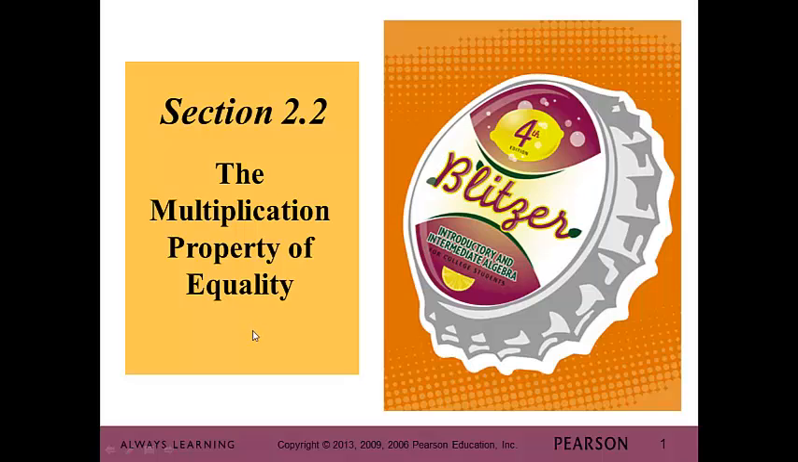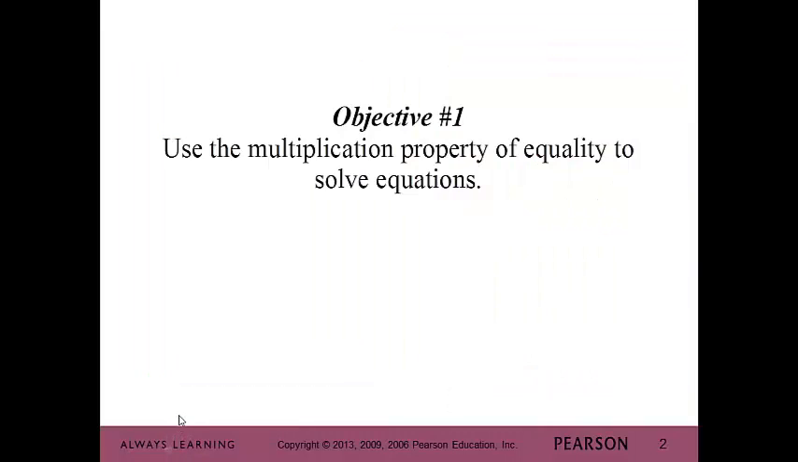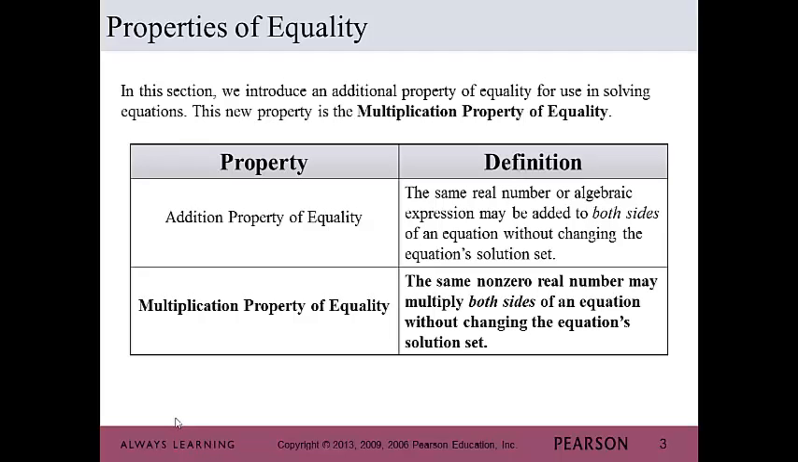Chapter 2.2, and we're going to be looking at the multiplication property of equality. Objective 1, we're going to use the multiplication property of equality to solve equations. So recall from chapter 2.1 that the addition property said the following: we can add or subtract the same number on both sides of the equation without changing the equation solution. Now the multiplication property says we may multiply or divide the same non-zero number on both sides of the equation without changing the equation solution.